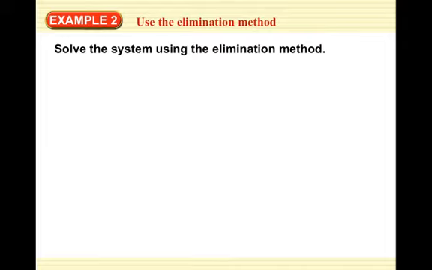Now, I've got to warn you, the publishers have a typo in this example. We'll see if you can find it before I tell you about it. Okay. Equation 1 is 3x minus 7y equals 10. Equation 2 is 6x minus 8y equals 8.